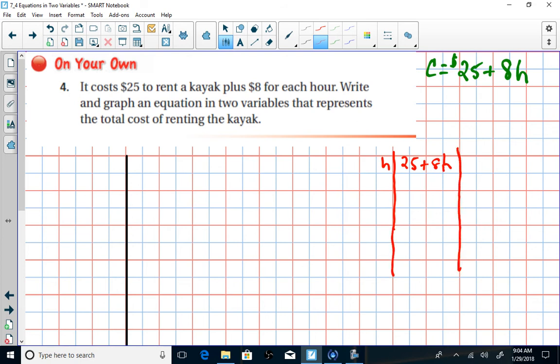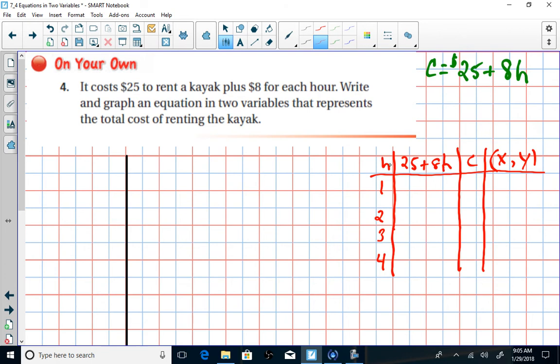Make a table that has a few columns. Your output is C, and then you have your ordered pair column, that is X comma Y. We'll find the cost of renting the kayak for 1 hour, 2 hours, 3 hours, and 4 hours.